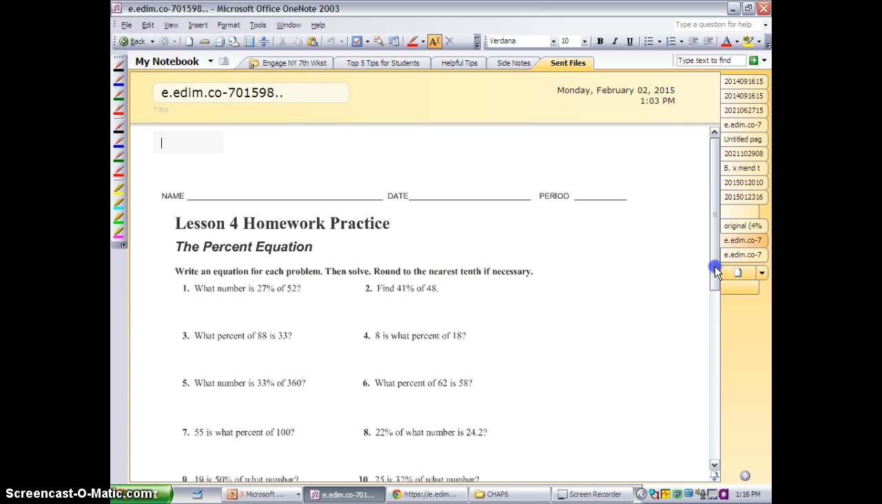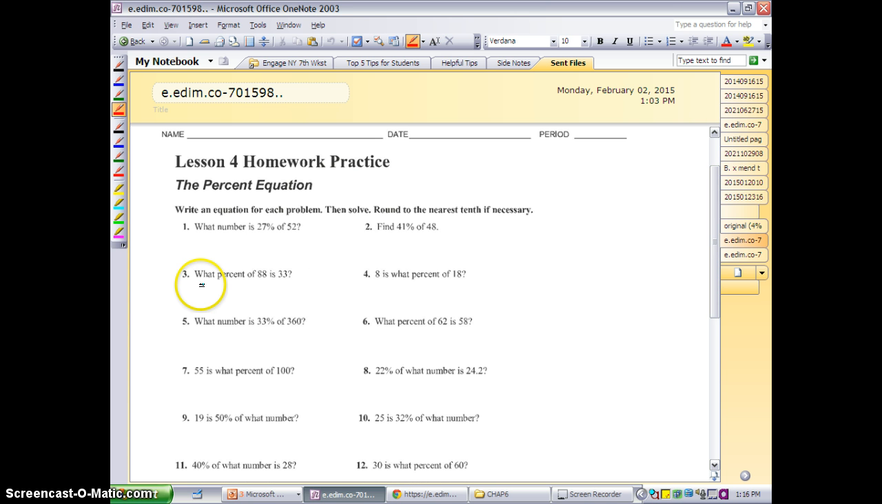Let's try number 3. So for number 3, I'm going to take what percent. So what percent would be my x? Now I could take x over 100 like we did in class. Of, which is times, so I'm just going to do that side by side. 88, so I'm going to times it with 88, is 33, is going to be my equal 33.